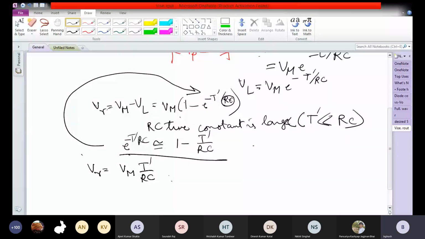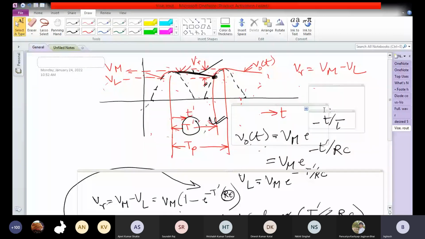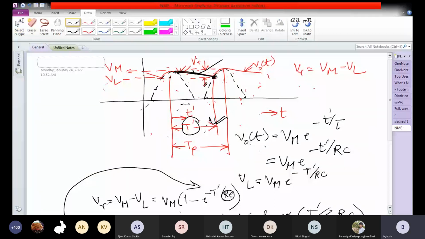Now, the problem is T prime will depend on RC. It is not very easy to find out T prime, because T prime will depend on RC. The more the value of RC, the more the value will be T prime, because this voltage will discharge slowly. As RC becomes more, this time, capital T prime, becomes more. So this is not easy to solve, because capital T prime will depend on RC.